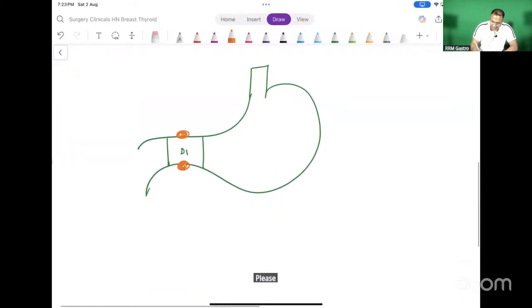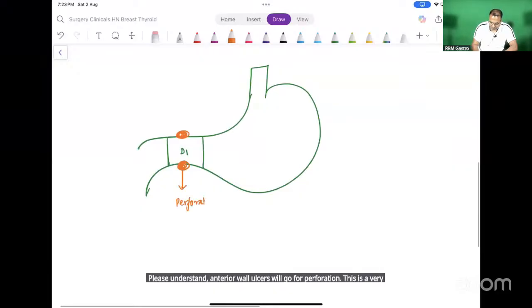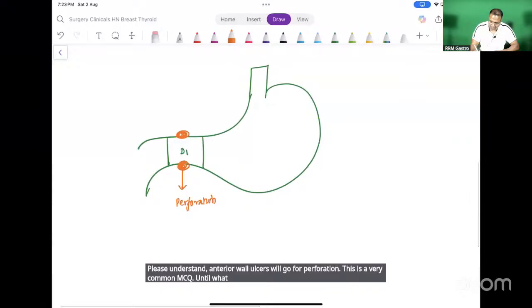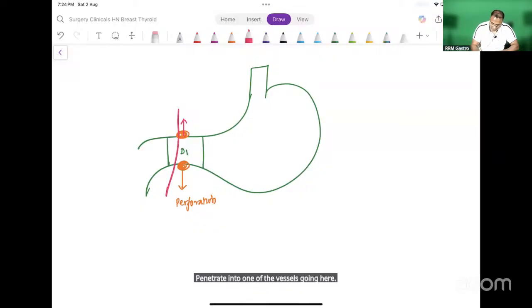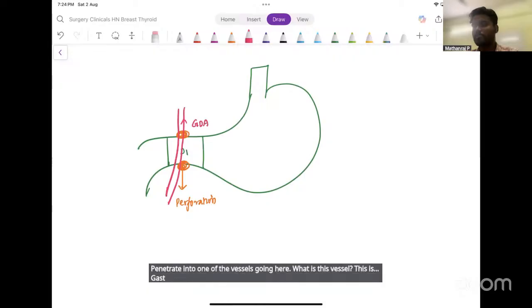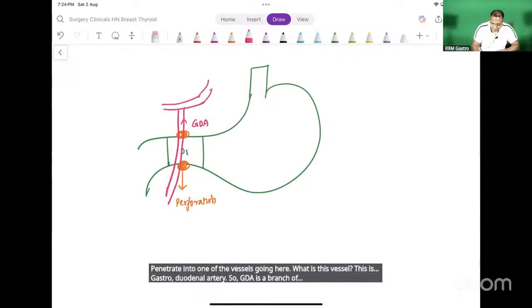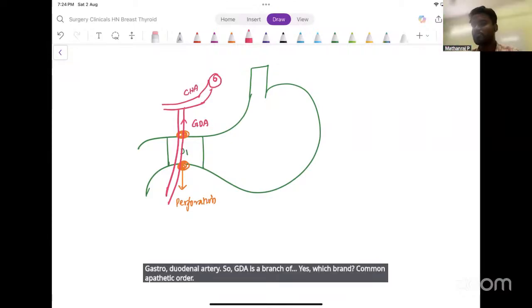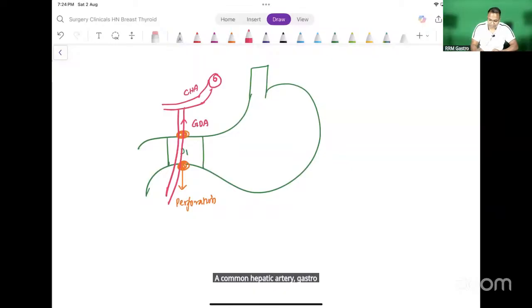Please understand, anterior wall ulcers will go for perforation. This is a very common MCQ. Anterior wall ulcers will go for perforation, and posterior wall ulcers will penetrate into one of the vessels going here. What is this vessel? This is the gastroduodenal artery. GDA is a branch of the common hepatic artery.